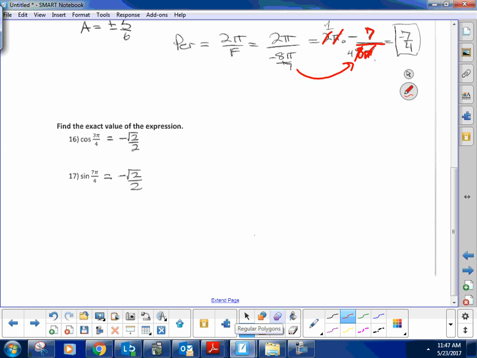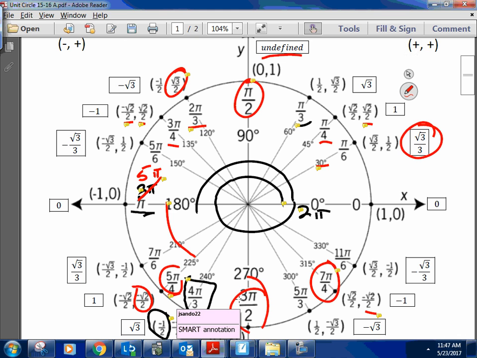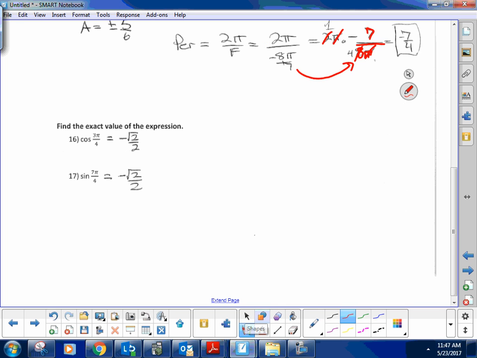And then when we look at the sine of 7 pi over 4, bring up the unit circle again. And it's right here as well. So negative square root of 2 over 2. So in this case, it coincided with the same solution.